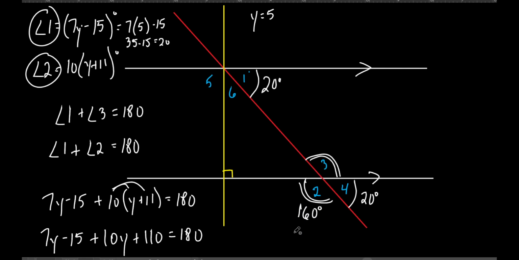Well, 2 and 3 are equal because they're vertical angles. It's like dominoes, isn't it? You push one and they all start falling over. That's kind of what's going on here. So this is 160, so what's angle 3 going to be? It's going to be 160. Now, that's all of that.